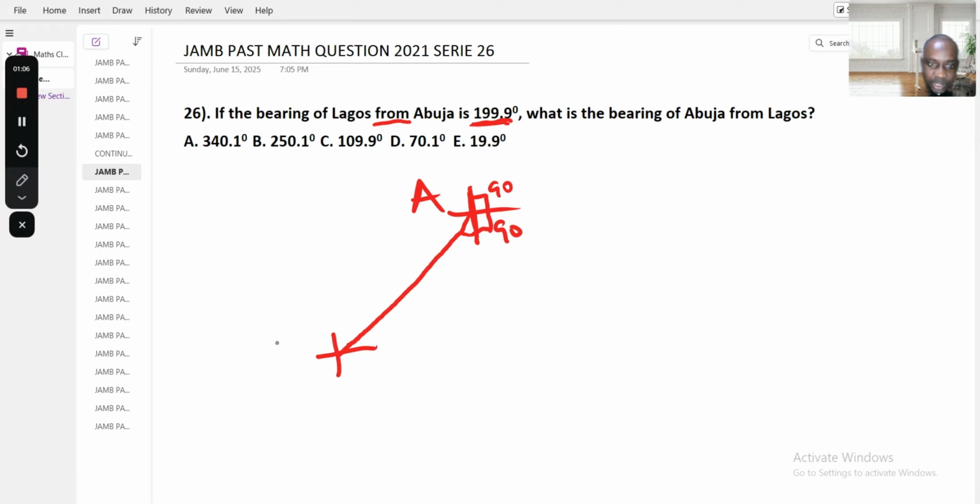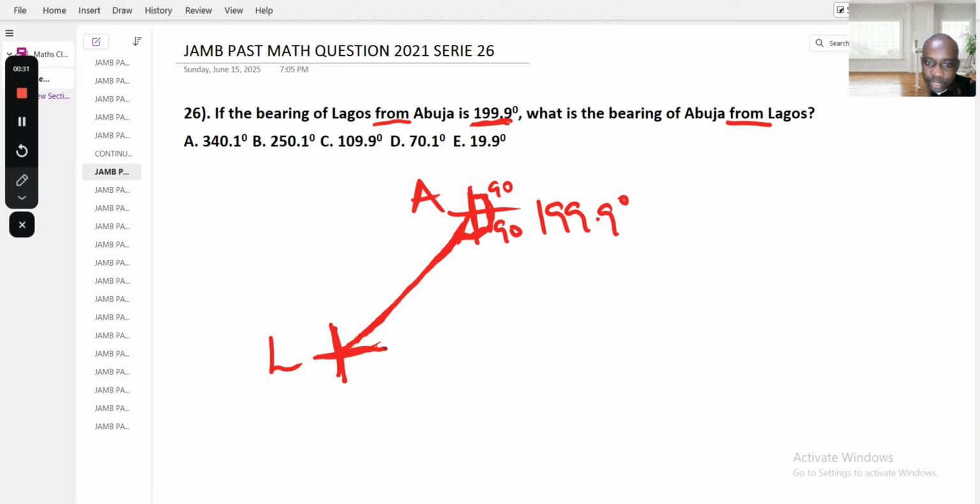From here to here is what? Lagos, isn't it? It means that from here to here, everything is 199.9 degrees, based on what the question says. Yes, based on what we draw here, that's 199.9 degrees. Now the question is asking us, what is the bearing of Abuja from Lagos? This is from Lagos. Wherever you see "from," that's what is asking you, the bearing from Lagos. What is the bearing of it?